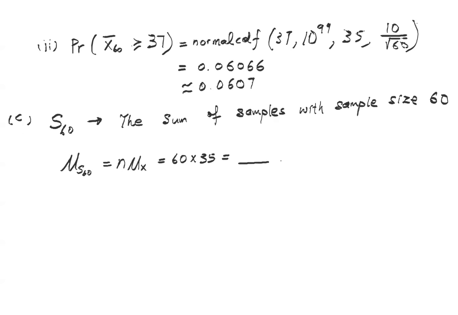Okay, Bram, how about the standard deviation of the sum of the samples? Standard deviation, square root n. Okay, square root of the sample size times by the population standard deviation. So this will be square root of 60 times 10. Then you get the answer. Okay?